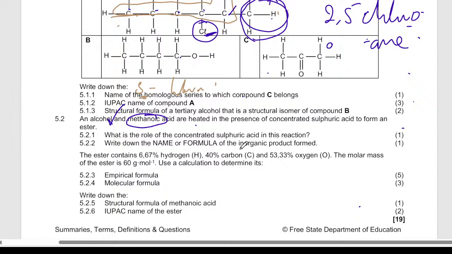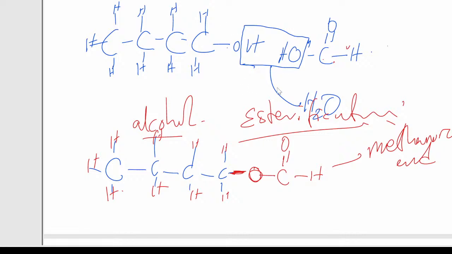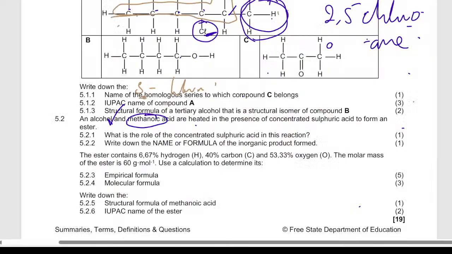So we got it. It is sulfuric acid, acting as a catalyst. They are saying write down the name or formula of the inorganic product formed. Inorganic product formed is H2O. We have seen it. You can say water here or H2O. When they say formula, use a formula. When they say name, use the name. If they say either way, it's fine. So you have to take note of that.